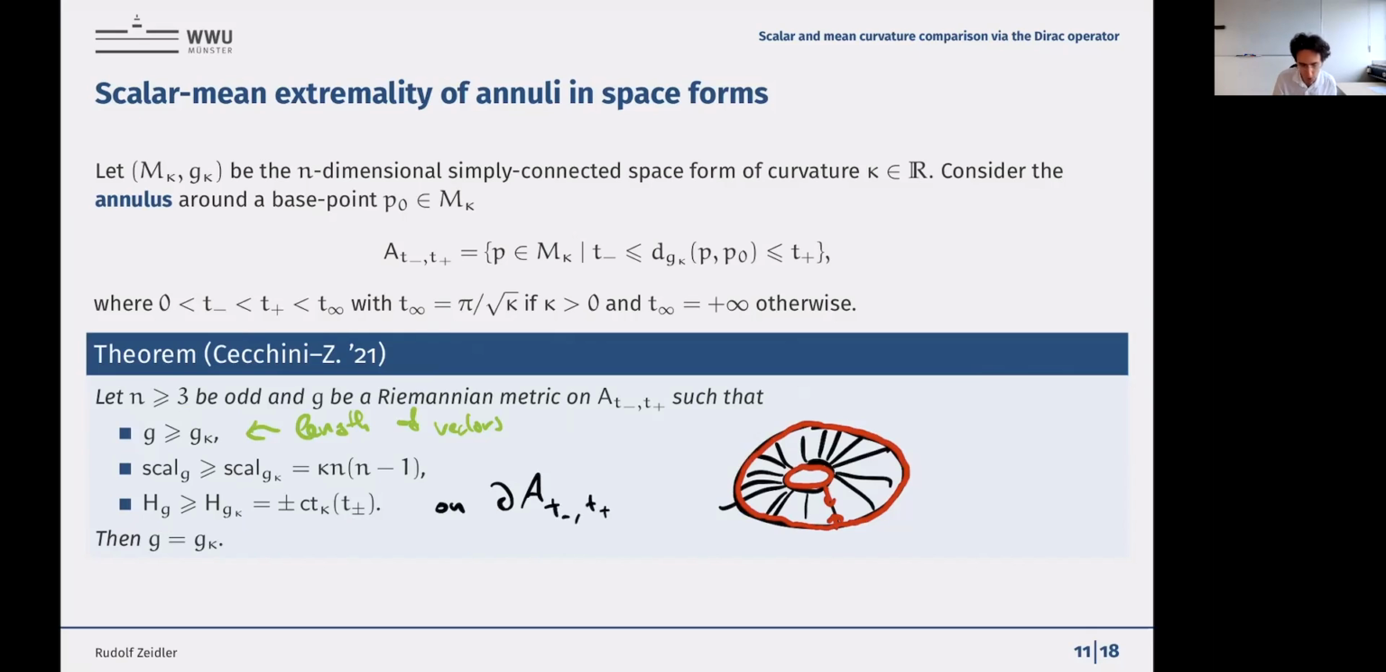And then the conclusion of the theorem is that this metric must already be the standard metric. So you cannot simultaneously increase the scalar curvature, the mean curvature, and the length of the vectors starting from the standard metric in an annulus in a space of constant curvature. This is just not possible. The only way, if you have these bounds, is that you already are the standard metric.